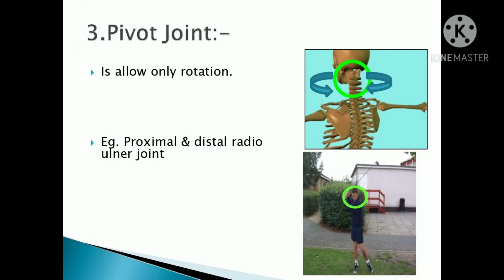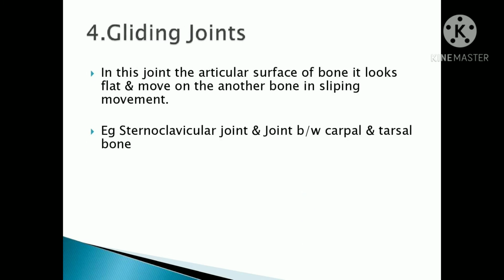Pivot joint. This pivot joint allows only rotation. An example is the joint under our skull. Okay, if you rotate the skull you can feel the rotation. Another example we give is the proximal and distal radio-ulnar joint. The next one is the gliding joint. In this joint, the articular surface of the bone looks flat and it moves on the other bone in a slipping movement.